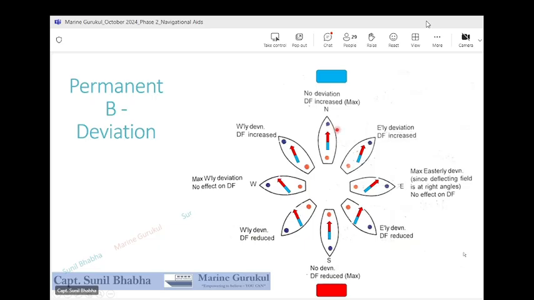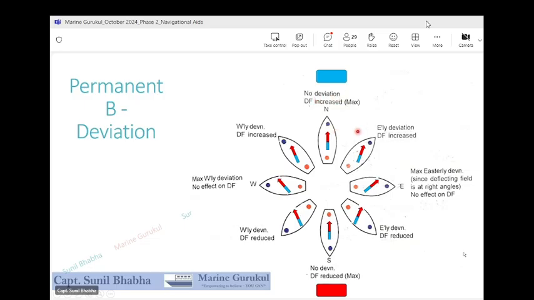Now when the ship is heading north, these blue and red poles of the ship are exactly north and south of our compass needle. So being exactly north and south of the compass needle, they do not generate any deviation at all. So there is no deviation on the northerly heading.